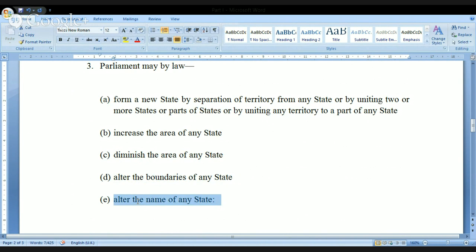Every state has got its own name, but the state does not have any power to modify the name of the state. If you want to change or modify the name of the state, it is a function that can be done only by the Parliament, not by the state legislatures. Okay, now let me try to explain each and every point in a clear-cut manner. So this is about Article number 3 of the Indian Constitution.